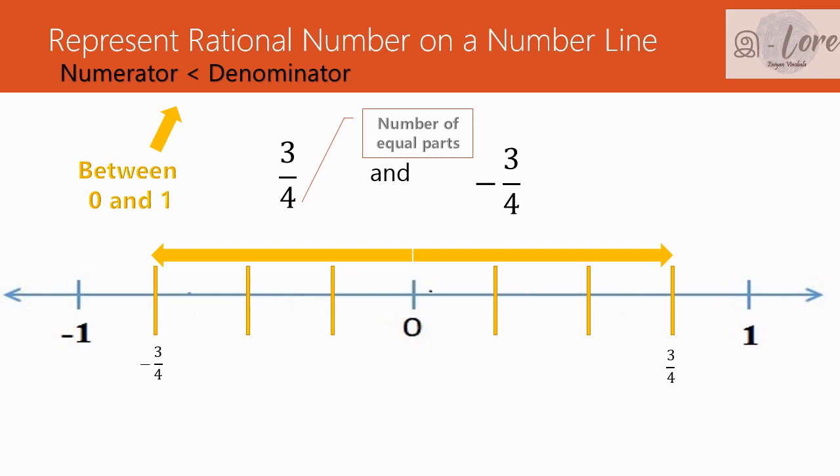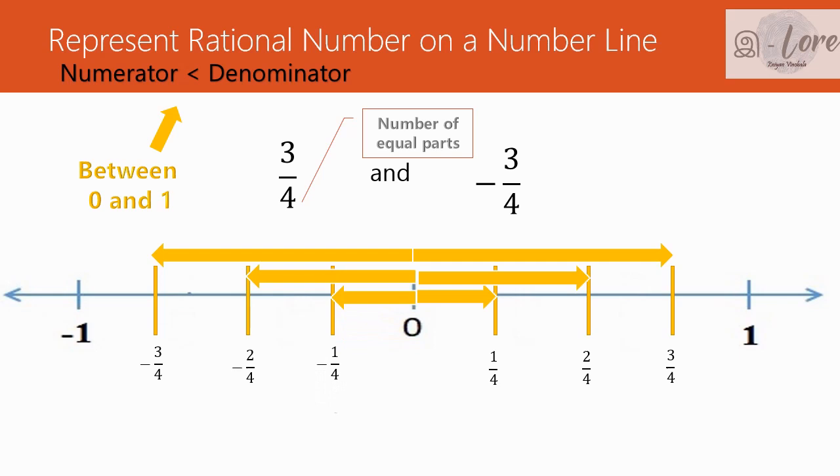Now let me ask you a question. You have plotted minus 3 by 4 and 3 by 4, but what about the points in between? Yes, we have to get the answers here. The first point from 0 is 1 by 4, the second is 2 by 4. Similarly, we can take the negative side also: minus 2 by 4 and minus 1 by 4 too.